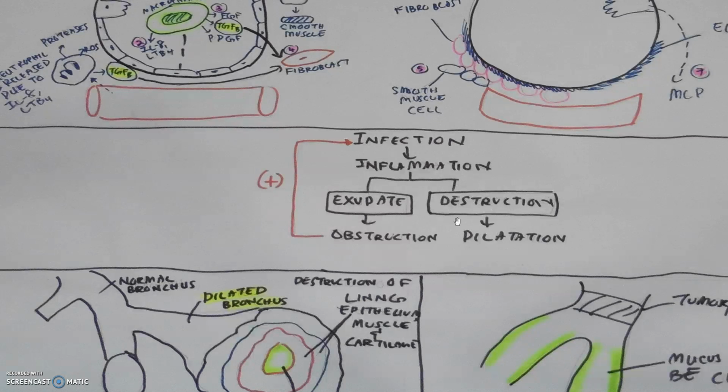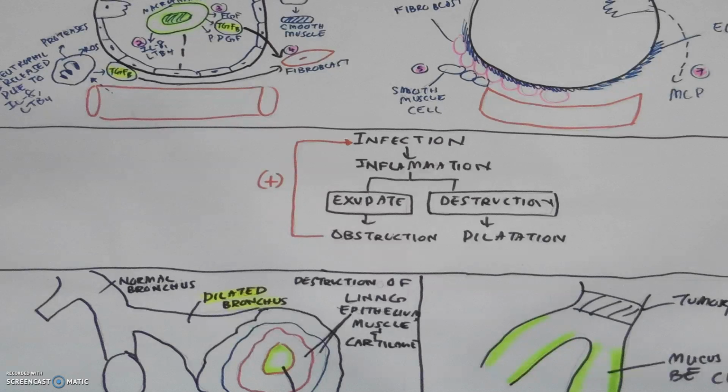This is going to inflame the wall, and exudate is because of the pus formation. This exudate will cause obstruction. Destruction will eventually lead to dilatation, and continuous dilatation is what leads to bronchiectasis. This obstruction again adds to infection, and this infection again leads to obstruction, dilatation, and eventually bronchiectasis. So this is a vicious cycle, and you have to take care of it when you find it at an early stage itself.